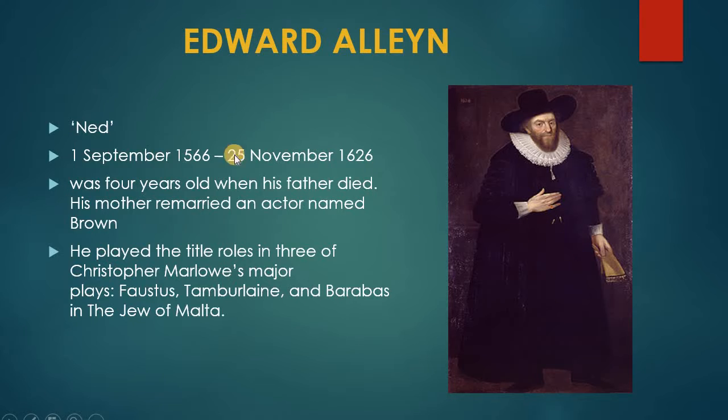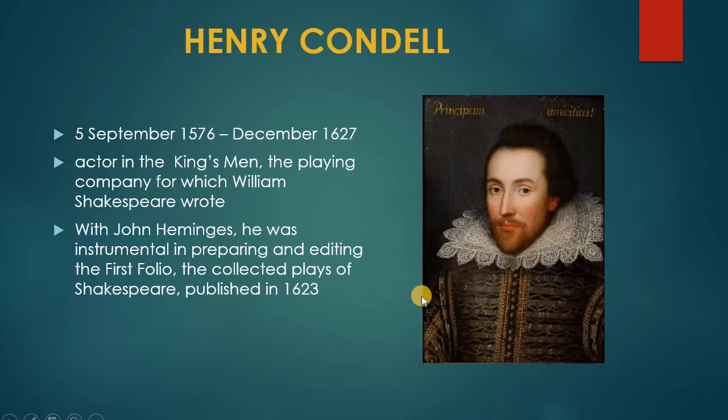Edward Allen, known by his nickname Ned, was born on September 1, 1566, and died on November 25, 1626. He was 4 years old when his father died. His mother remarried an actor named Brown. After that, he played the title roles in 3 of Christopher Marlowe's major plays, which are Faustus, Tamburlaine, and Barabbas in The Jew of Malta.